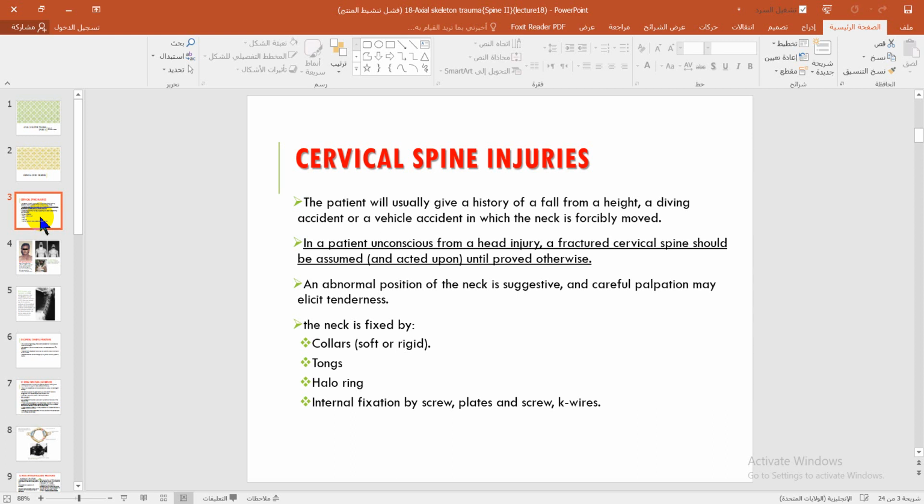The neck is usually fixed in such a condition by a collar, which is either soft or rigid, and the commonly used one is the rigid collar. Another way of immobilization of the cervical spine is by sandbag or by strapping the frontal part of the head to the stretcher. Other methods of immobilization in the hospital use tongs or a halo ring, or internal fixation by a screw on a plate, or screws or K-wires. This is by operative fixation.